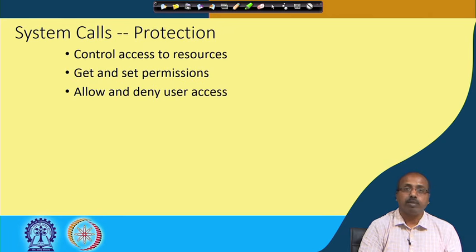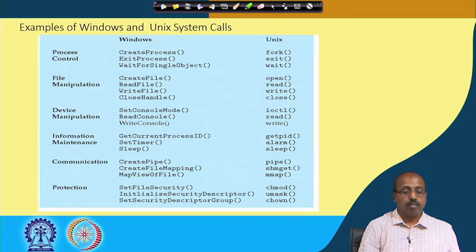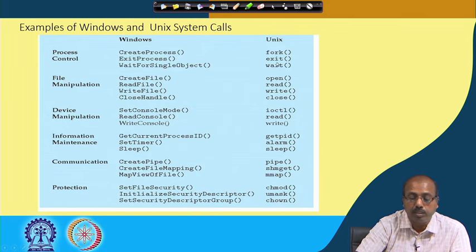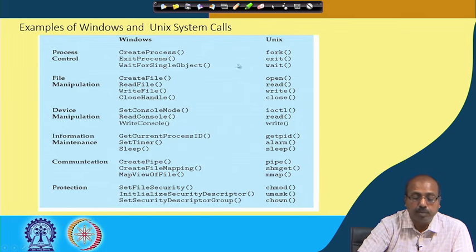If you look into any operating system, the system calls can be grouped into these categories. For example, this is from the process control group. In the Windows operating system, there are calls like create process, exit process, wait for single object. Similarly, for a Unix or Linux system, we have the corresponding system calls like fork, exit and wait. So, create process of Windows is similar to fork in Unix, exit process in Windows is similar to exit in Unix.